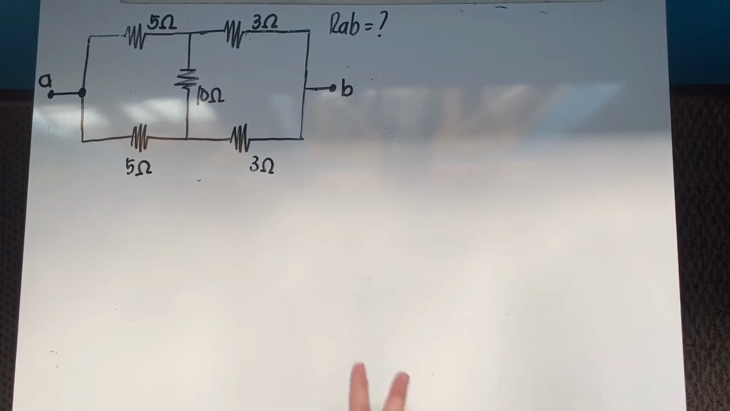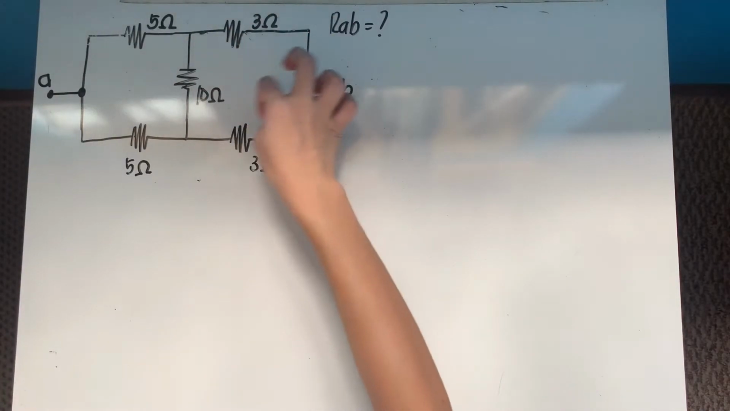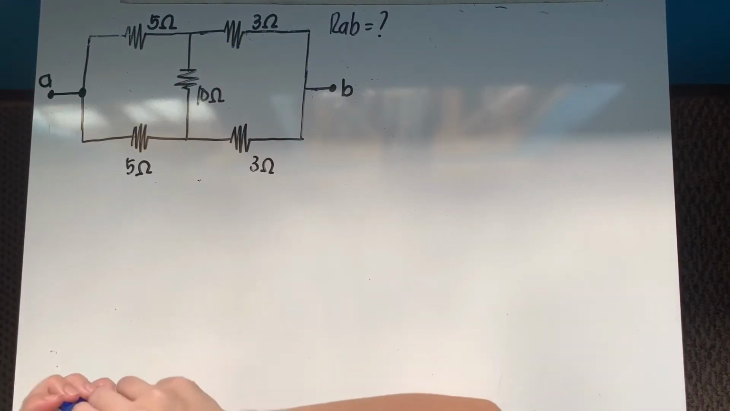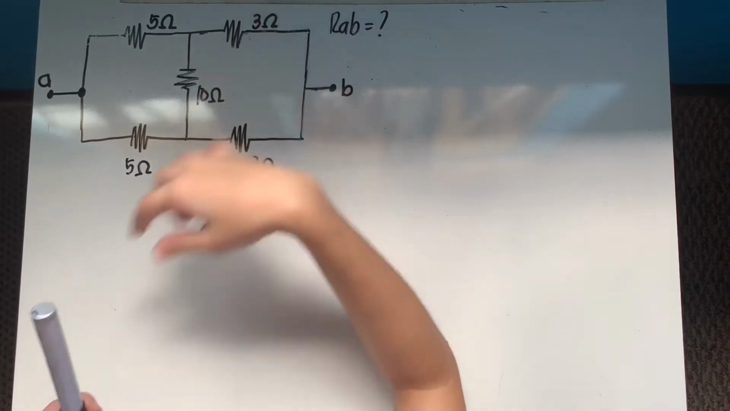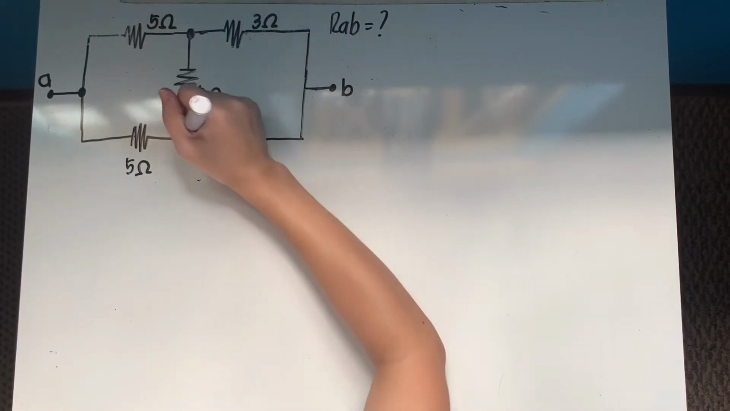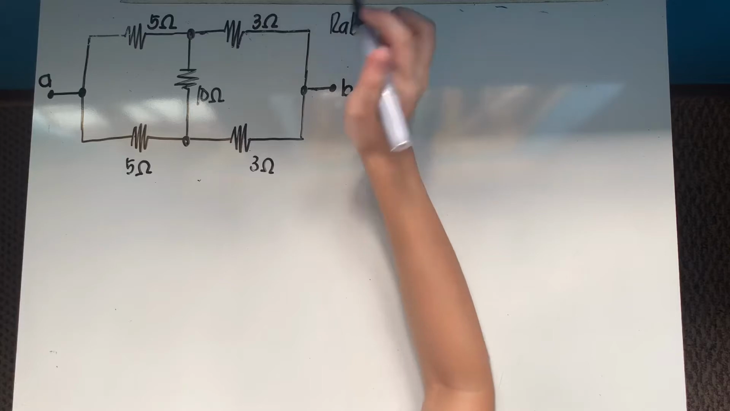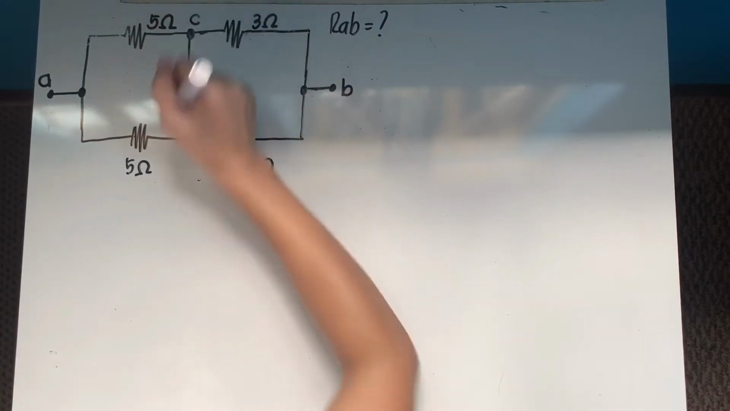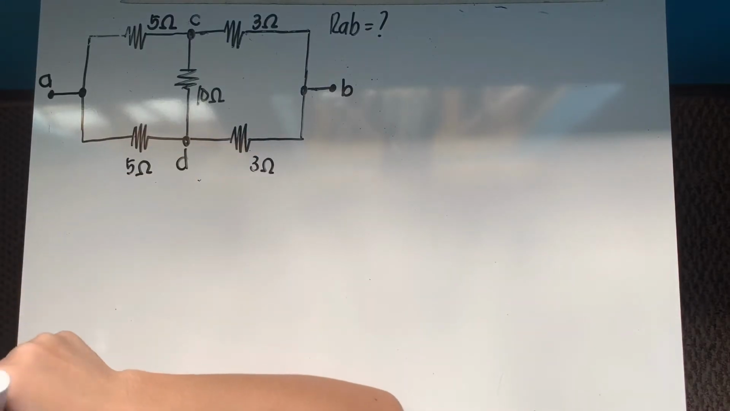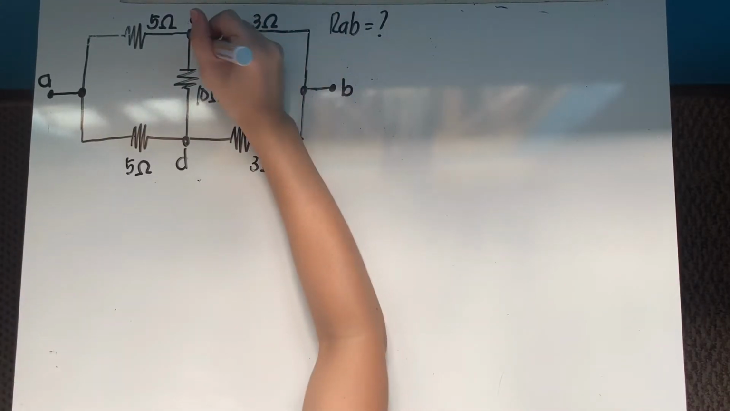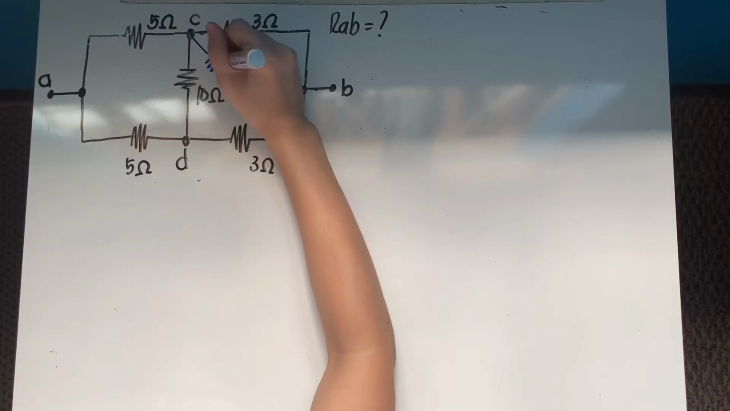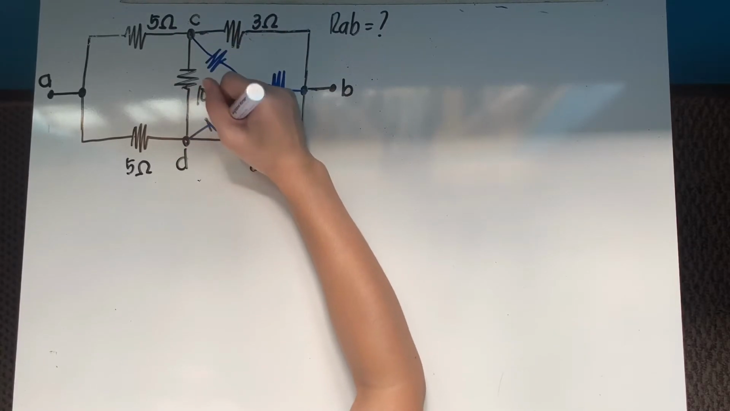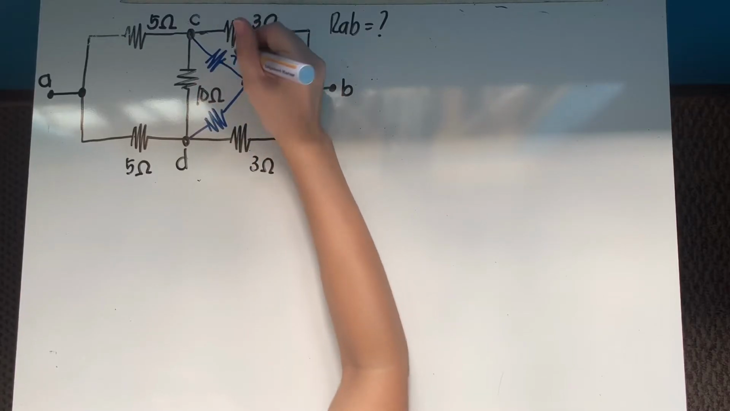Okay, so let's solve this problem by converting this right side from delta papuntang Y. Therefore, we have to identify our nodes. So, yung nodes kung saan nakakabit itong tatlong ito ay ito, and then this one, diba? So, let's say this is node C and D. And then, let's connect our Y configuration dun sa nodes natin. Okay. And then let's name this as XYZ.